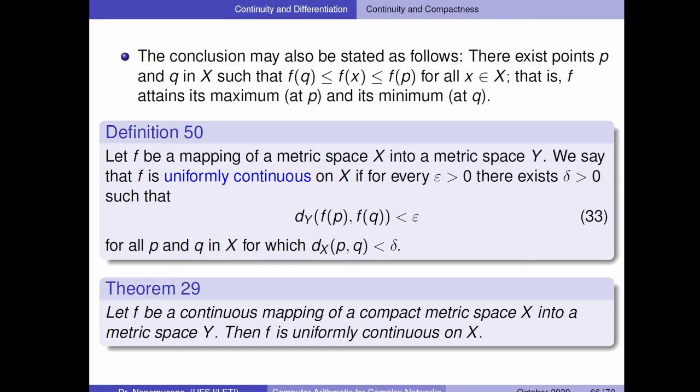Uniform continuity means that you can get epsilon and delta, and if you apply the function at p and q you get this uniform continuity as well, right? Theorem 29: let f be a continuous map on a compact metric space X into a metric space Y, then f is uniformly continuous on X.